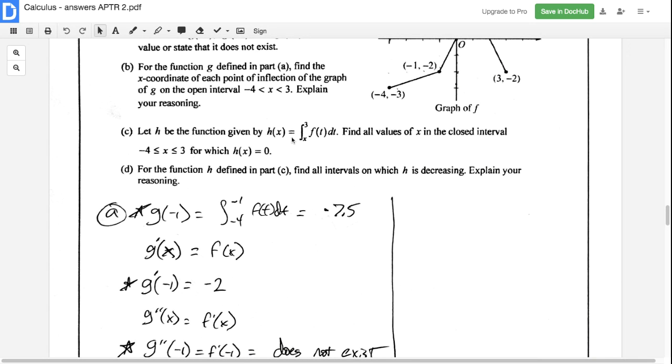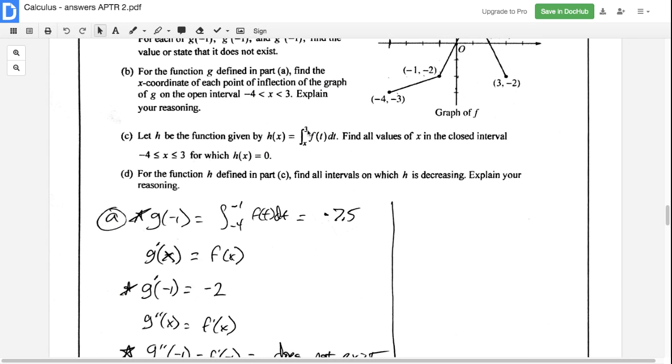C, let h be the function. So I've got another function that's using f. Let h be this function. Find all values of x in the closed interval from -4 to 3 for which h of x equals 0. So I want this thing to equal 0. Automatically I should know that if I plug 3 in, that matches up. So 3 is automatically going to be one place where I get 0.